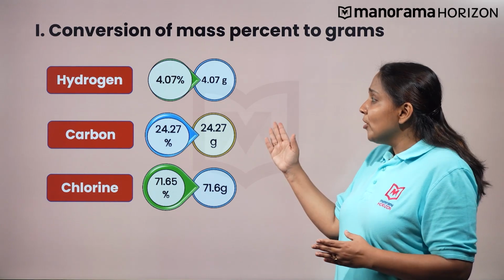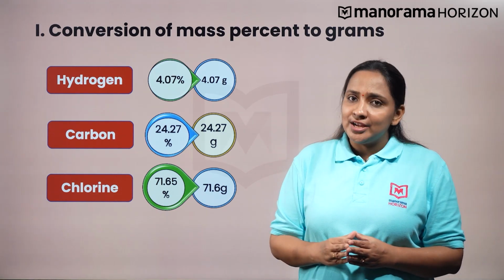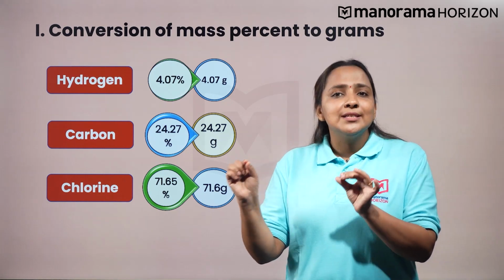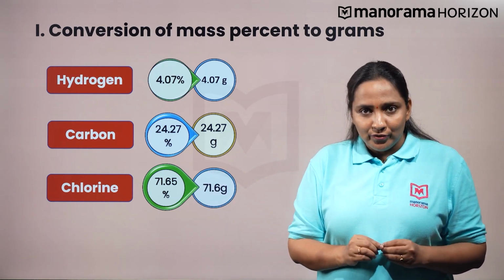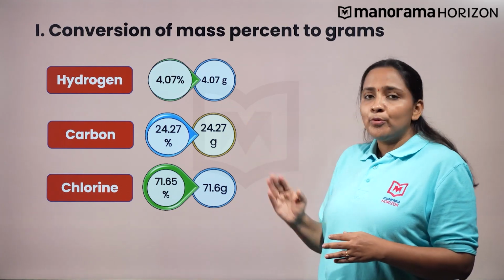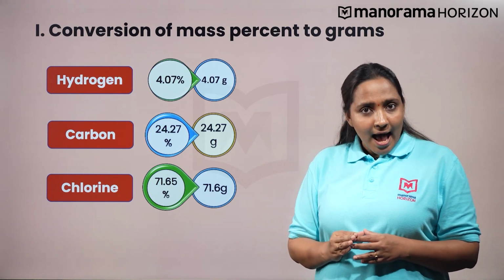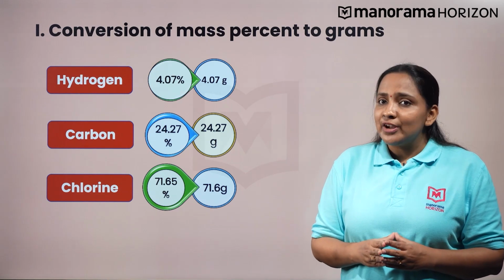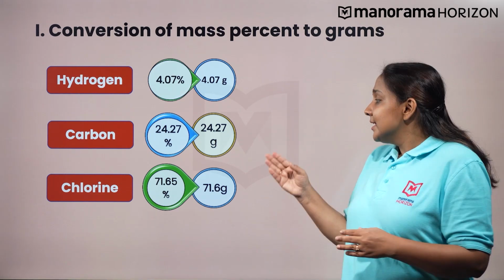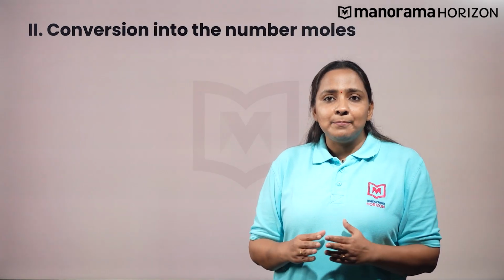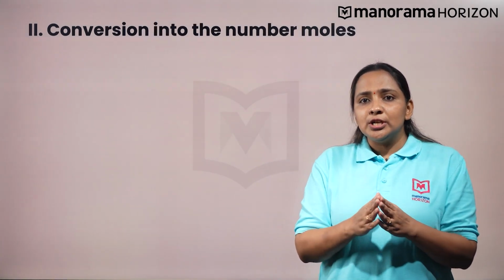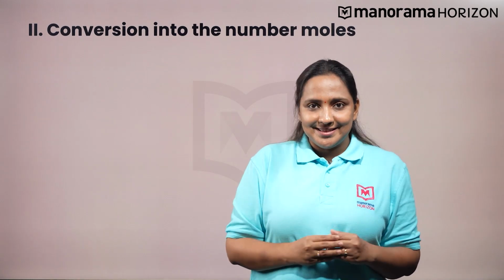Thus, 4.07% of hydrogen will be 4.07 grams. 24.27% of carbon will be 24.27 grams. And 71.65% chlorine will be 71.65 grams. The next step will be the conversion into moles of each element.